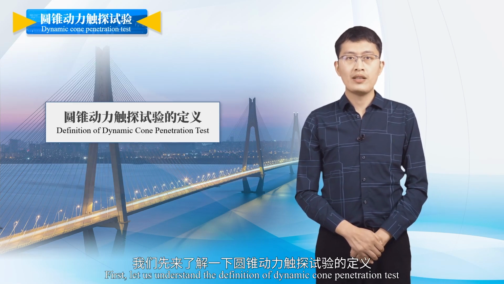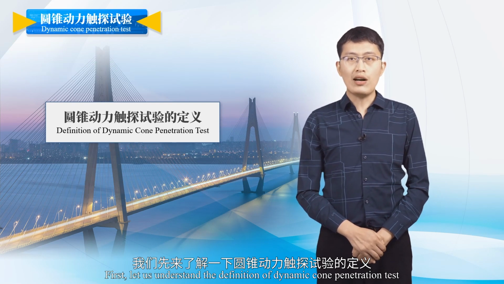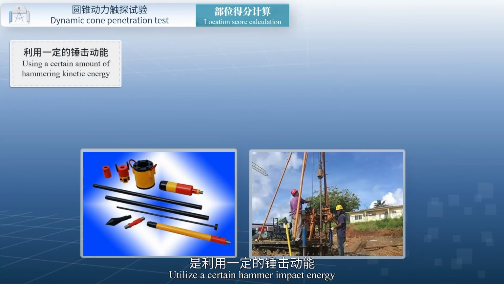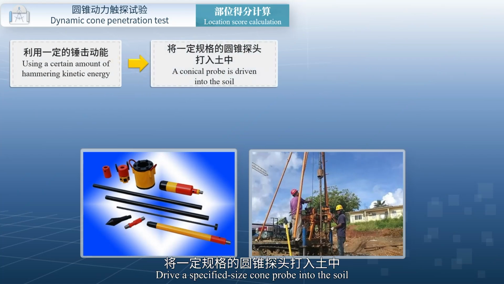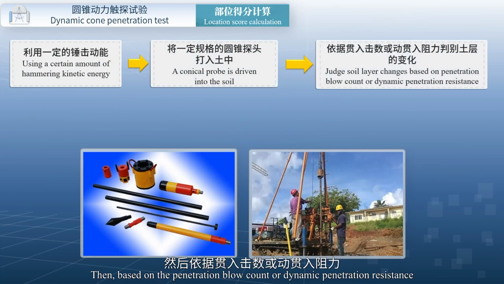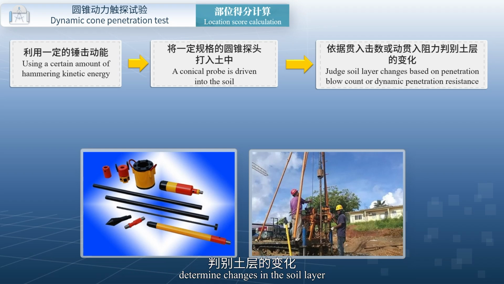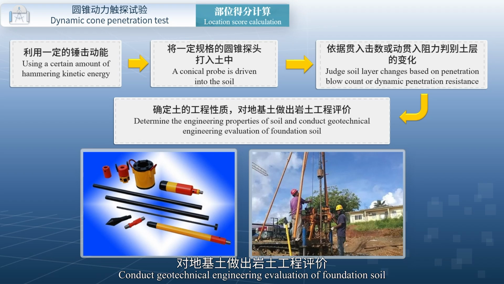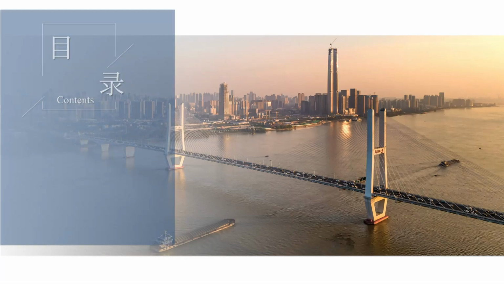First, let us understand the definition of dynamic cone penetration test. Dynamic cone penetration test: utilize a certain hammer impact energy to drive a specified size cone probe into the soil. Then, based on the penetration blow count or dynamic penetration resistance, determine changes in the soil layer, determine the engineering properties of soil, and conduct geotechnical engineering evaluation of foundation soil.